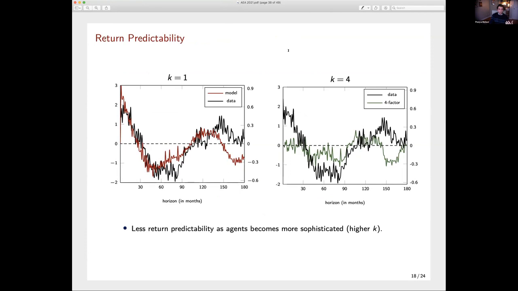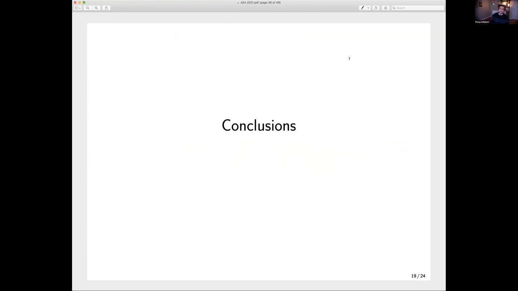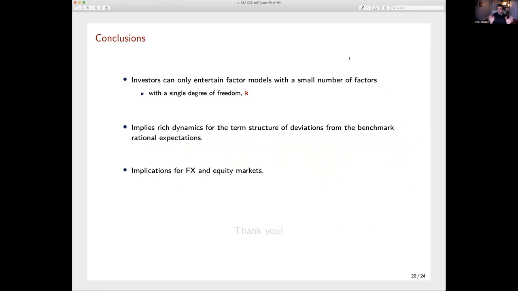Okay, so we see that here. On the left-hand side, again, I have the same figure as before for the case where the agents have one-factor models. As you increase the number of factors, you see that the return predictability mostly goes to zero. All right, so in the paper, we have another application to equity and momentum and reversal in equity markets. But let me, in the interest of time, conclude.